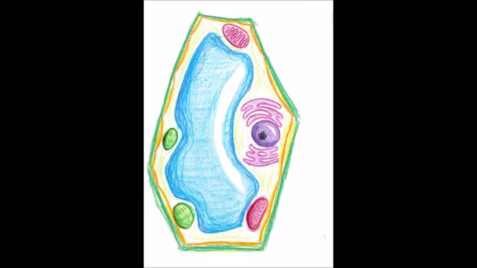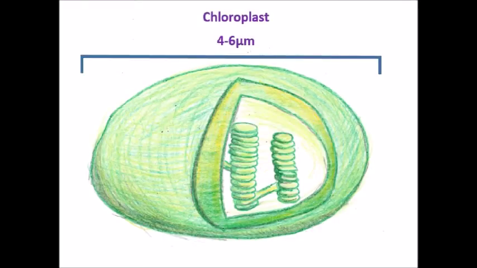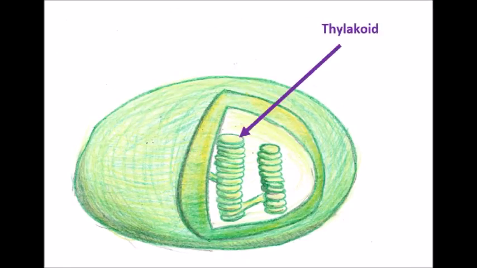Where does photosynthesis happen? It takes place in specialized organelles within the plant cell called chloroplasts. Chloroplasts are around 4 to 6 microns long and have a double membrane that envelops the entire system. Inside, they have a complex network of membranes folded into flat discs called thylakoids.